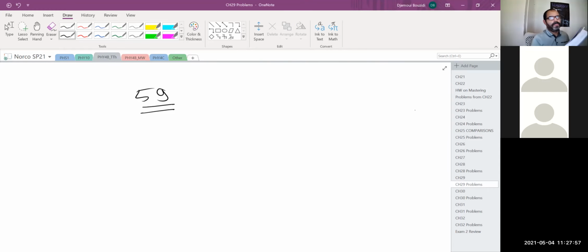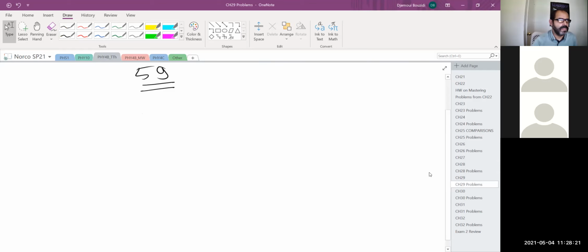So let me get into the book. Let's see if we can get into chapter 29 from the book. And looking at problem 59, okay? So what problem 59 has in here is the following.